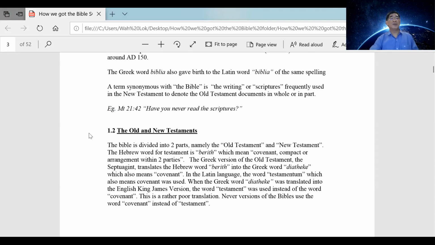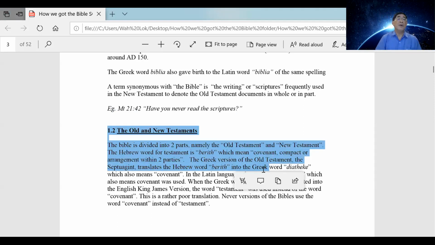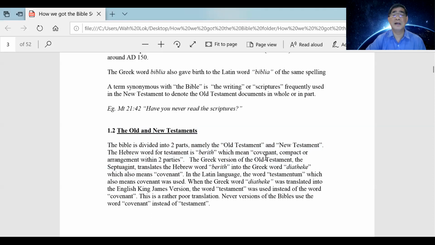Okay, now following with your notes in section 2, the terms Old Testament and New Testament. The Bible is divided into two parts, basically the Old Testament and the New Testament. The Hebrew word for covenant is berith, which means covenant, compact or arrangement between two parties. The Greek version of the Old Testament, the Septuagint, translates the Hebrew word berith with the Greek word diatheke. So the Greek word diatheke means covenant. I highlight here, diatheke means covenant.